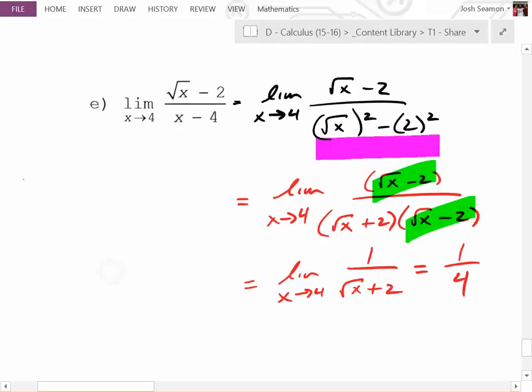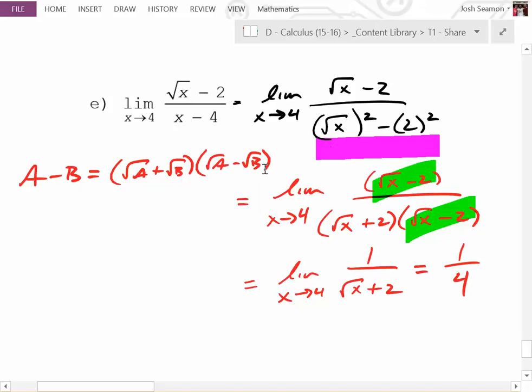So what's the trick here? If you have a minus b, what is that always factorable into? The square root of a plus the square root of b times what? The square root of b. You can always just take the square root. Is that always useful? No, it's not always useful. But it's a trick you need to remember.